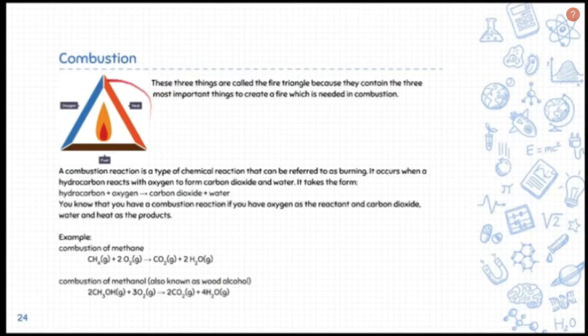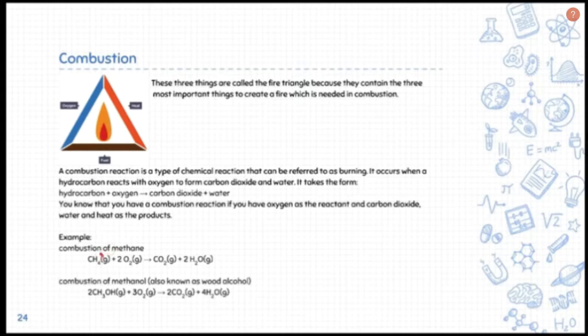Combustion. So this is just the fire triangle. We need fire in a combustion reaction because a combustion reaction is just a type of chemical reaction that can be referred to as burning. So the fire just has to have oxygen, heat, and fuel. The usual formation of a combustion reaction is hydrocarbon plus oxygen yields carbon dioxide plus water. You know that you have a combustion reaction if one of the reactants is oxygen and the products are carbon dioxide plus water plus heat.